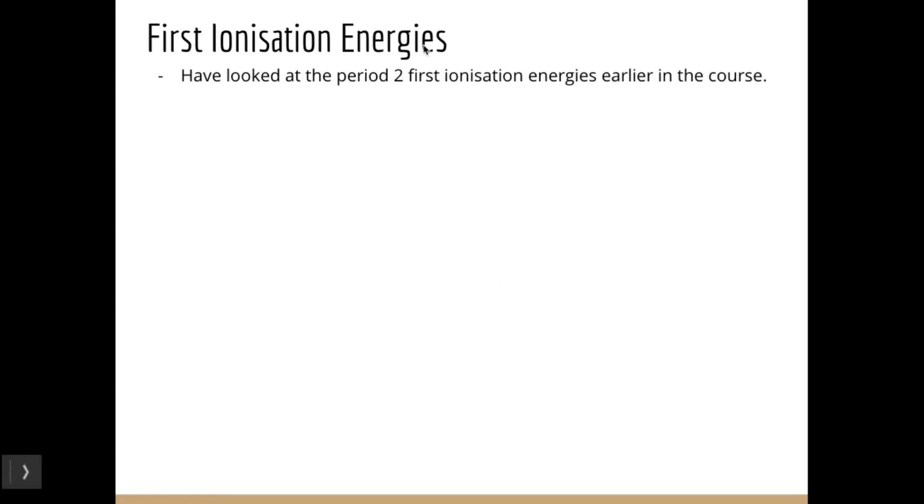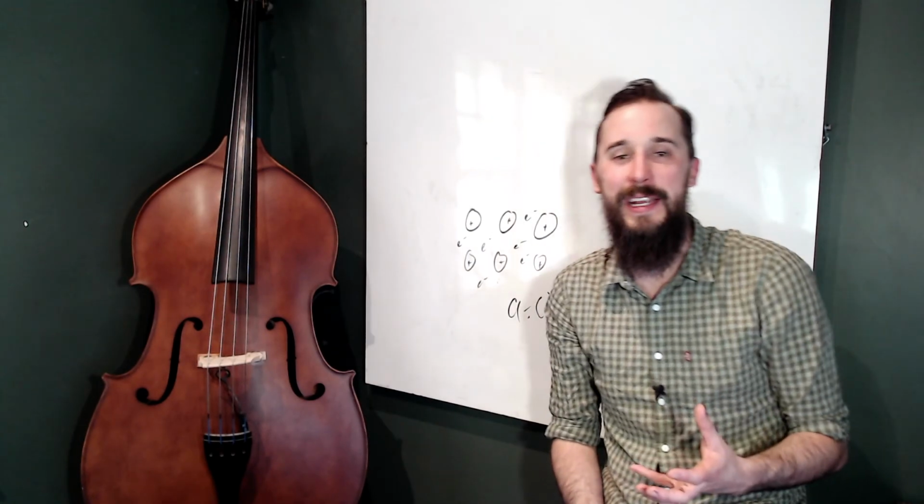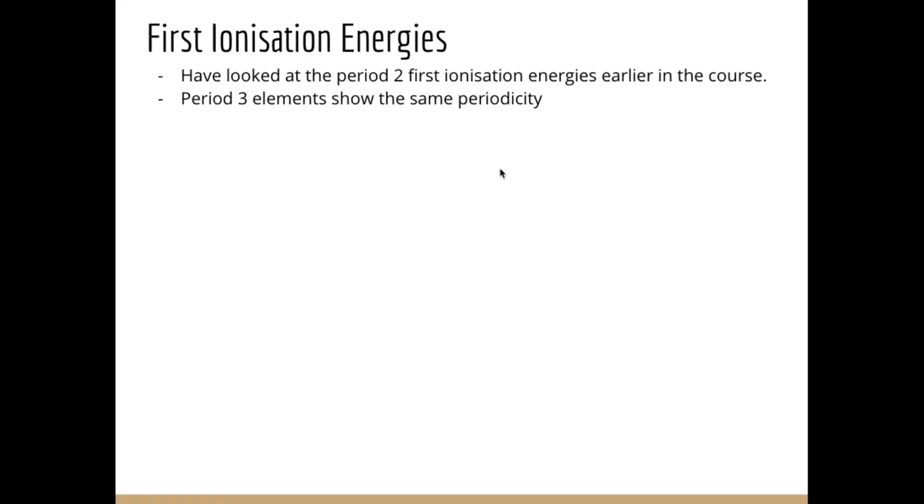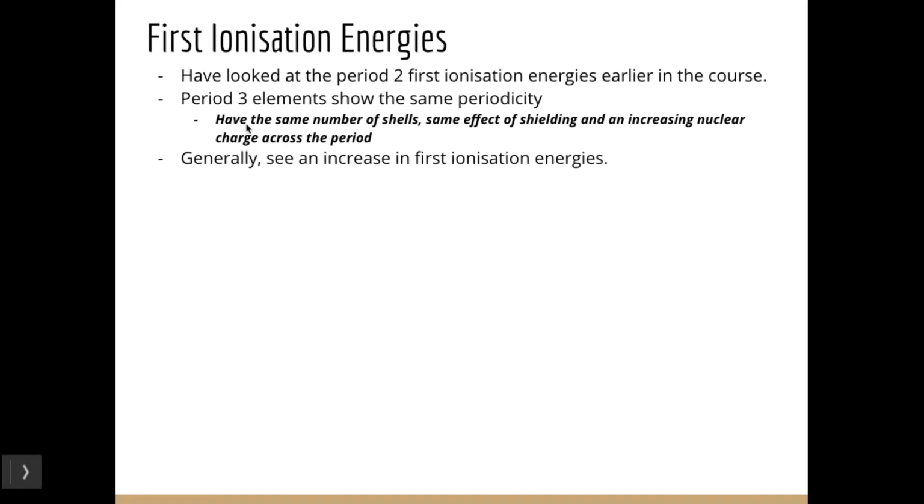To recap, ionization energy is the energy needed to ionize the first time. That's all it is. We've looked at the period 2 first ionization energies earlier in this course. Now the period 3 elements show the same periodicity. Again, that's why it's called periodicity, because these trends are observed across the periods in the periodic table. So what do we have? Like I said earlier, we've got the same number of shells, we've got the same effective shielding. The difference is an increase in nuclear charge across the period.